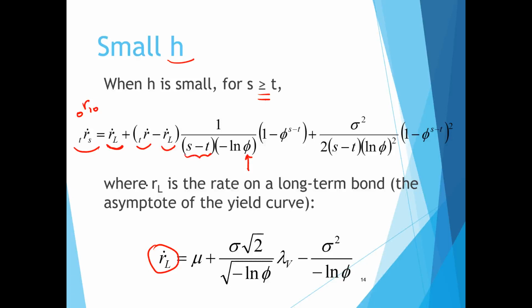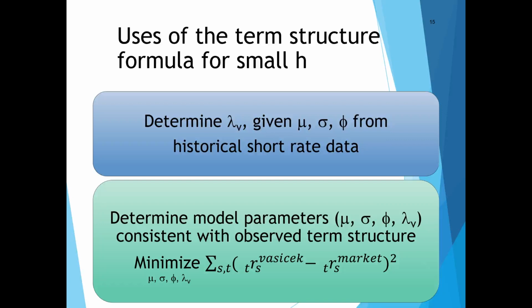Why is this equation important? Because with this equation, you're going to be able to estimate the parameters. These parameters mu, sigma, lambda v, and so on. How can you do it? So there's two ways. The first way is going to be using historical short rate data. I'm not going to give a lot of details. The parameter estimation is not going to be that good, but it can be done that way.